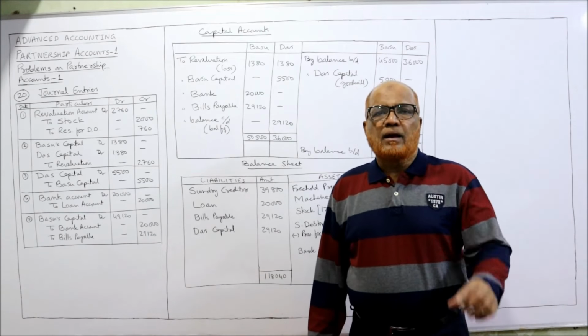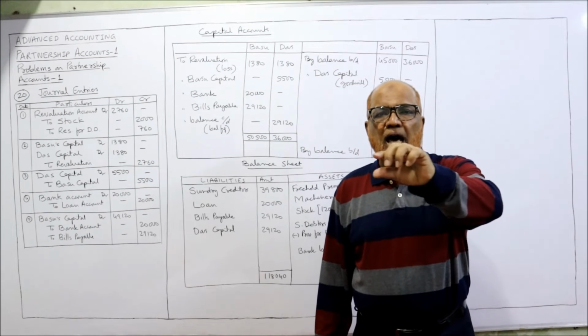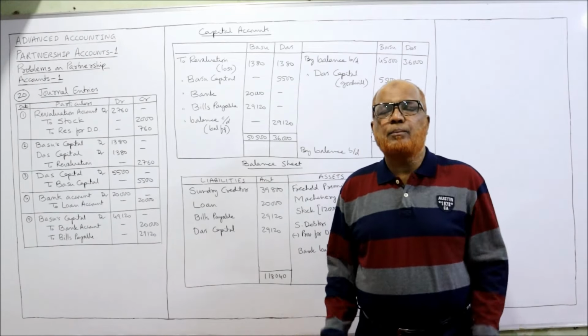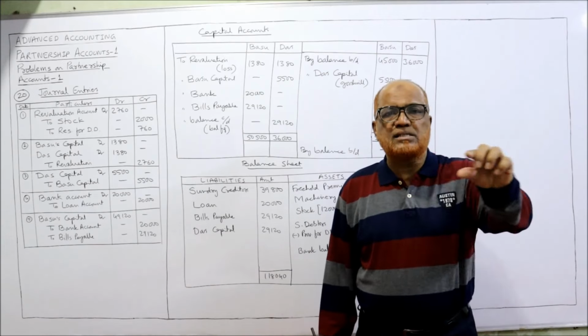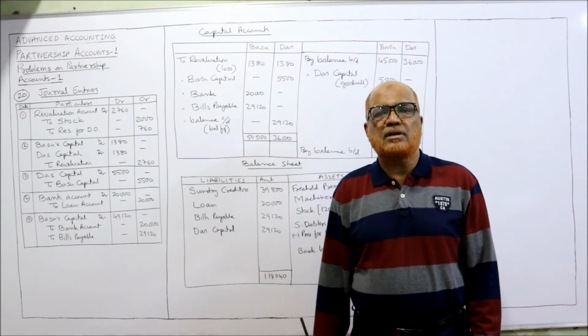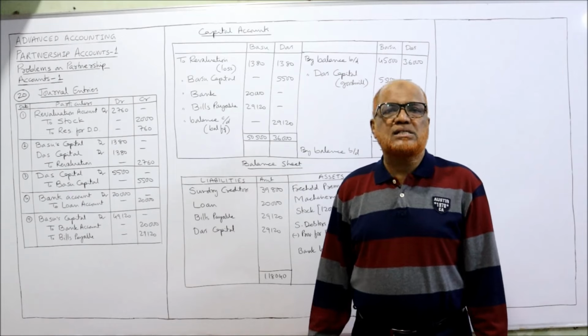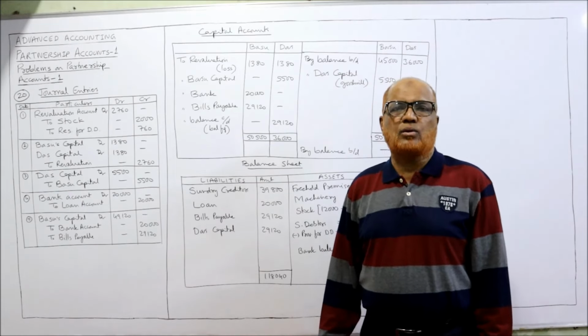So the entry will be continuing partner's capital account debit to retiring partner. Here in our problem, the continuing partner is Das. So Das capital debit, Basu's capital credit, 5,500. Being the goodwill adjusted in the capital accounts.